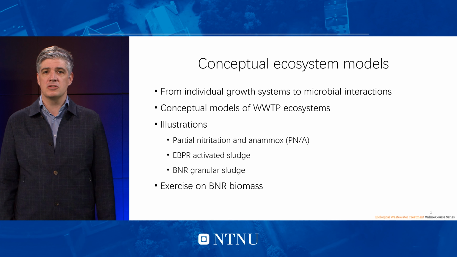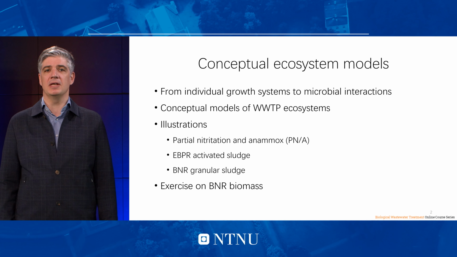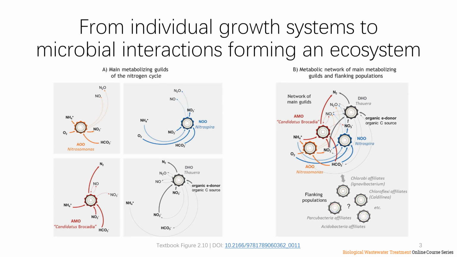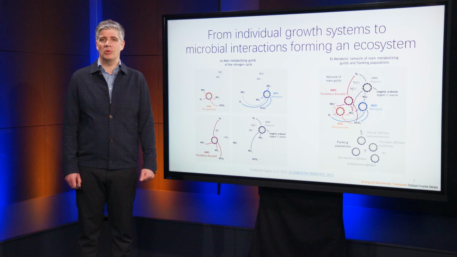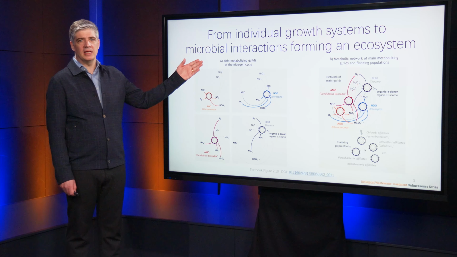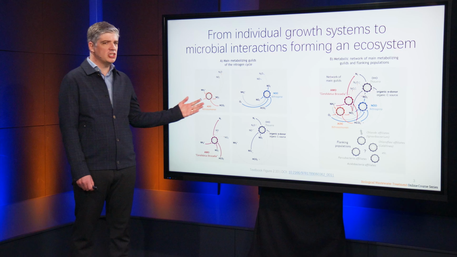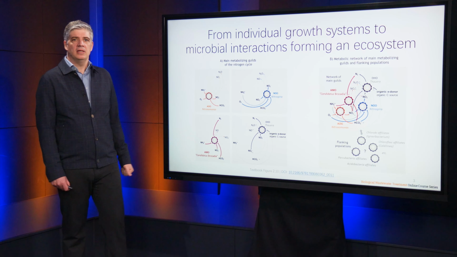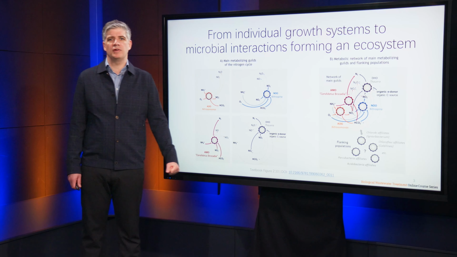We will further discuss the use of ecosystem models in PNA, EBPR, and BNR systems operated with activated sludge and granular sludge or biofilms. You know how to draw simple sketches of metabolisms of microbial guilds. An example from the textbook, figure 2.10, is given here for a partial nitritation and anamox ecosystem. On panel A, simple metabolic sketches are given for nitrifiers and anamox bacteria, as well as competing denitrifiers.